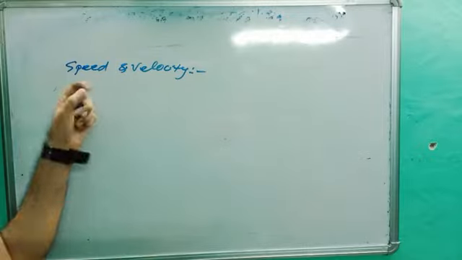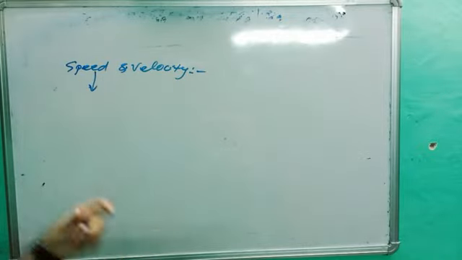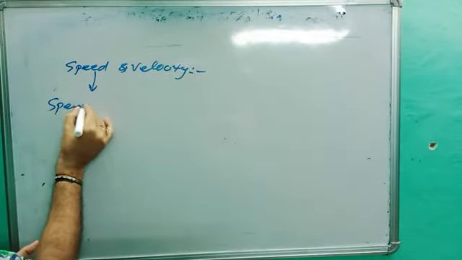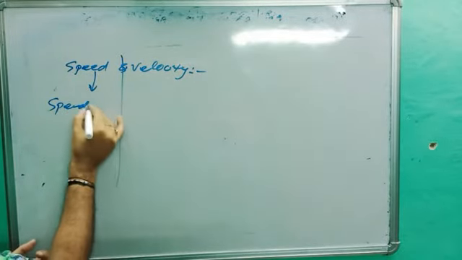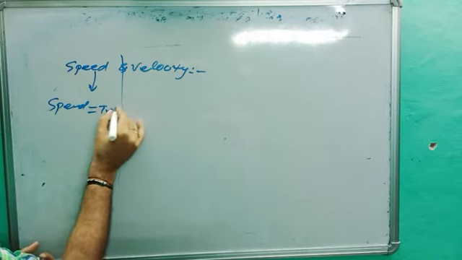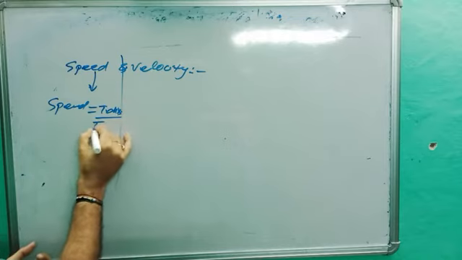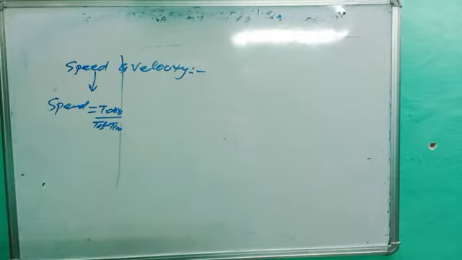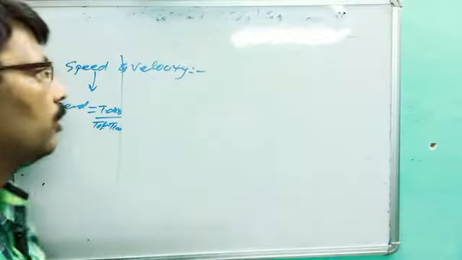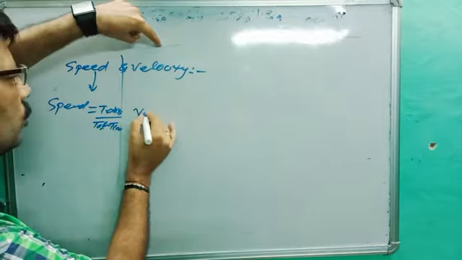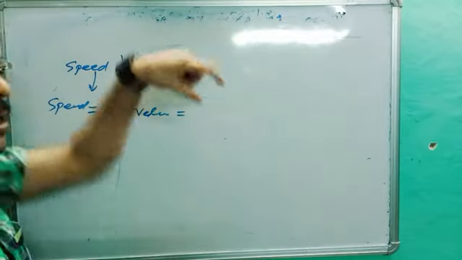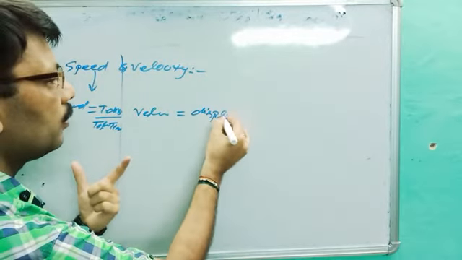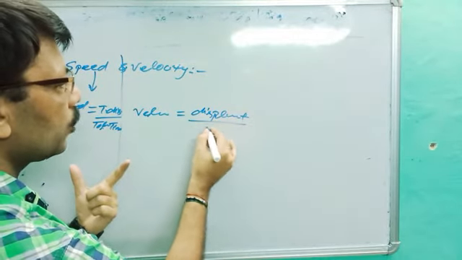So this is very easy. Speed is equal to total travel distance upon total time. Speed is equal to total distance upon total time. What is velocity? Velocity is equal to total distance traveled in a specific direction, that is called displacement. So it is displacement upon total time.